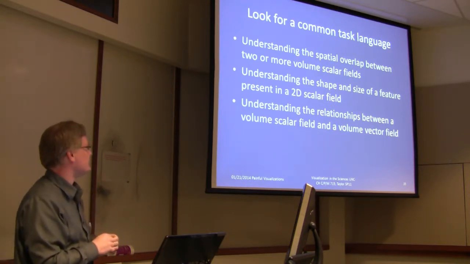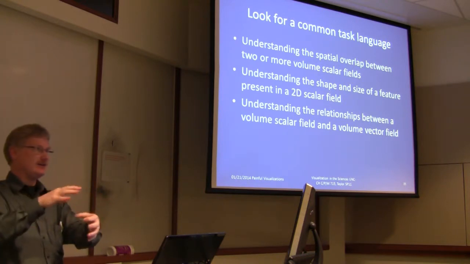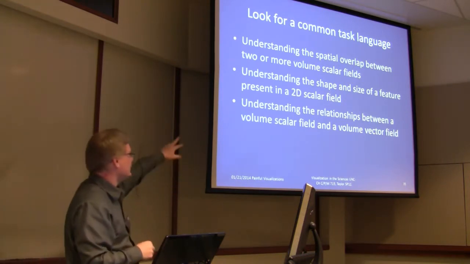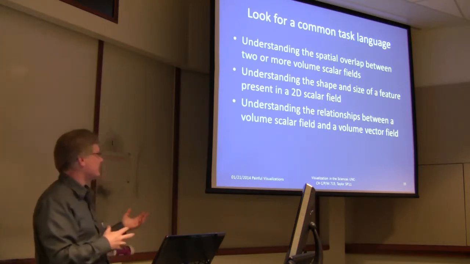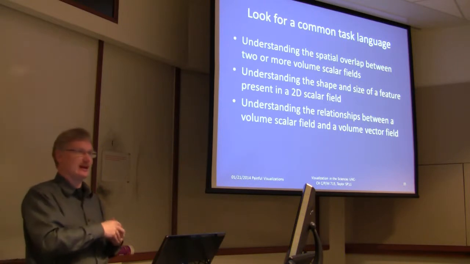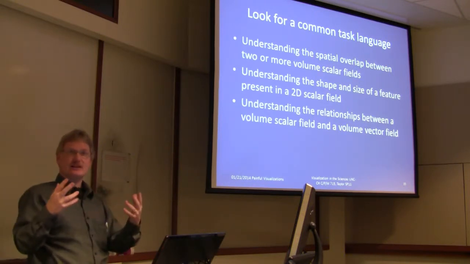Understand the shape and size of a feature present in the 2D scalar field, right? So I want to find the mounds or the divots or the ridges. I want to see what's going on in the shapes. Understanding relationships between a volume scalar field and a volume vector field, right? So how is airflow impacting temperature? How is temperature impacting airflow? And so you may be able to back away.